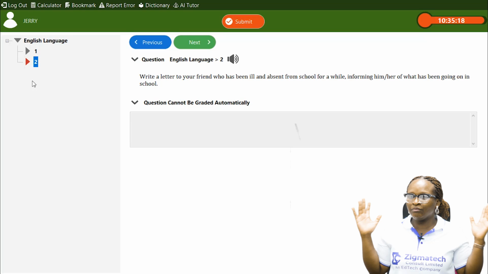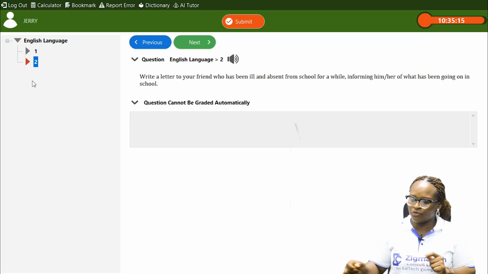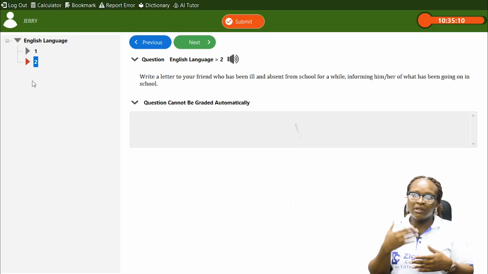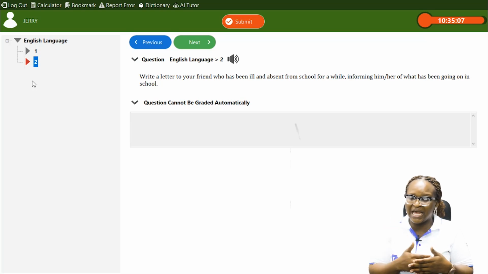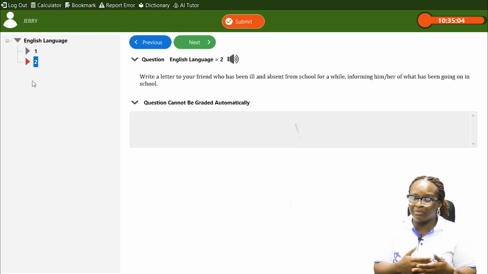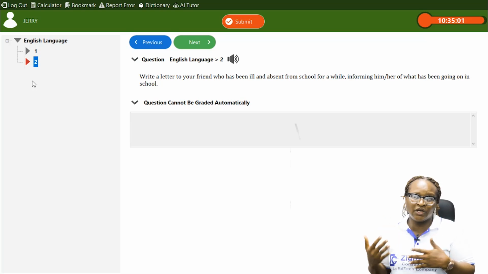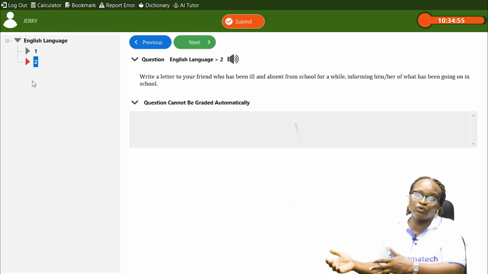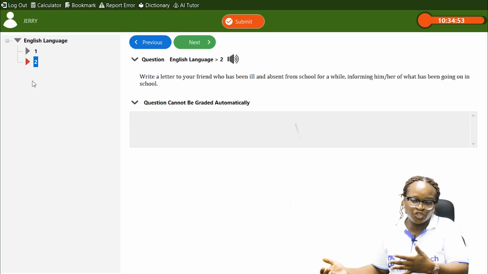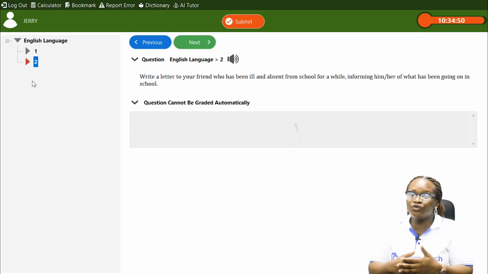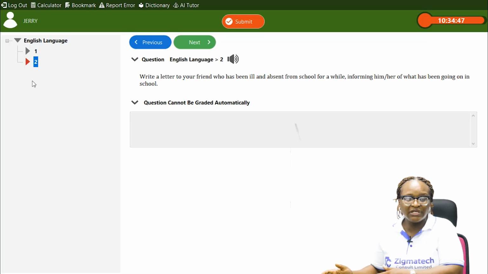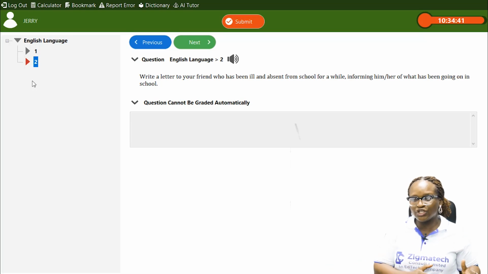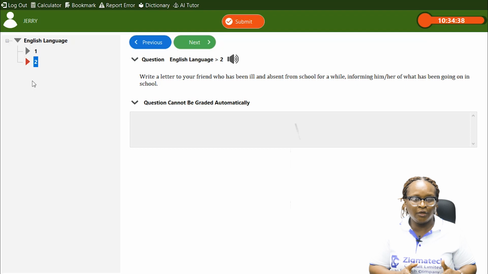So in this case, I'm kicking off with my letter. What's my first point of call? I have to write my address. I have been told to write to a friend who has been ill. I was not told where this friend resides. So I can flex with my address. What do I mean by that? I can decide that I'm writing to this friend of mine and he is in the same state with me. So there won't be need to put the country, that's Nigeria. If I decide I'm writing to a friend who is outside the country, that means I'll have to put Nigeria. So after my address is my salutation, dearest Jerry.